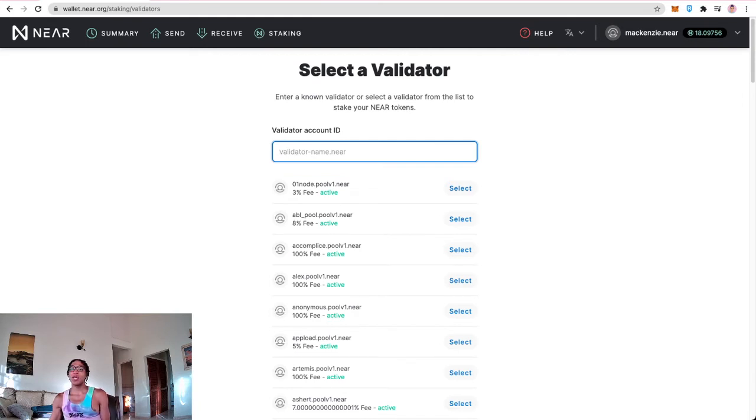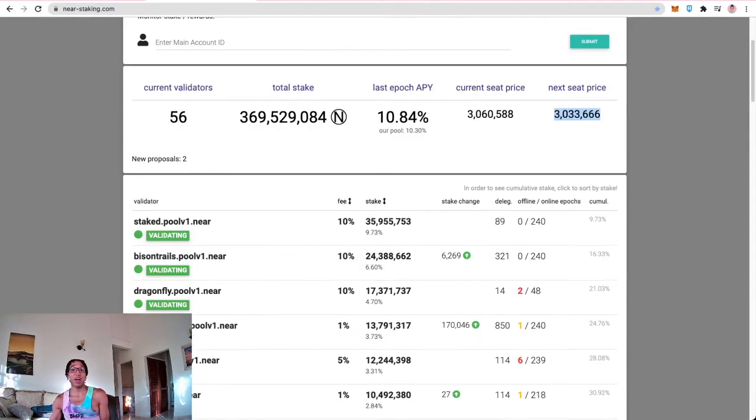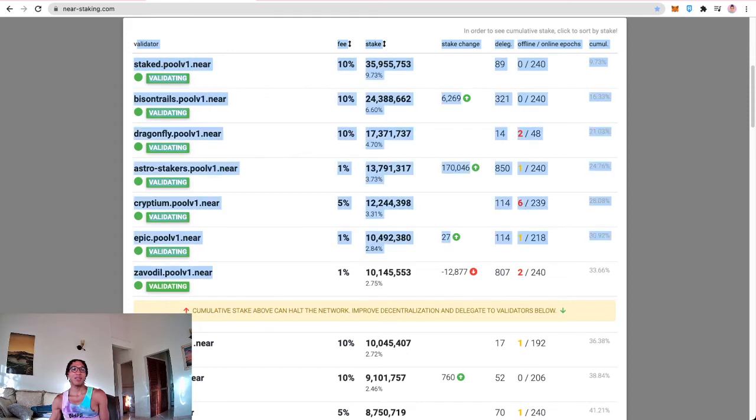So we're gonna come down here and we're gonna find a fun one. So usually I come here to figure out which validators I wanna stake with. An important notice, if you see this, cumulative stake above this can halt the network. So these validators up here, because they're so large, they alone, by going offline or getting attacked, can actually halt the network. They can stop the network from functioning efficiently, or stop it from functioning at all in some cases.